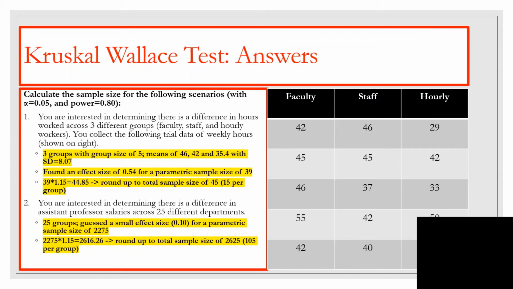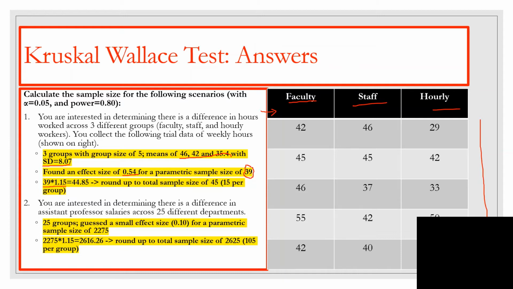For practice problem number 1, we're given the information on the side here. We can see that there's 3 groups, group size of 5, and we can get means from this data to get 3 different means and a standard deviation of 8.7. So that will give us an effect size of 0.54, and with a parametric test, the ANOVA is 39.